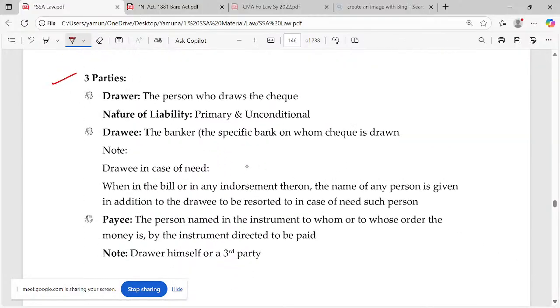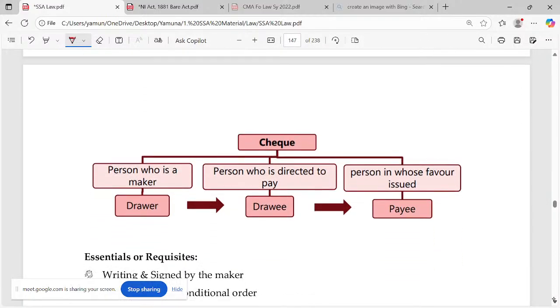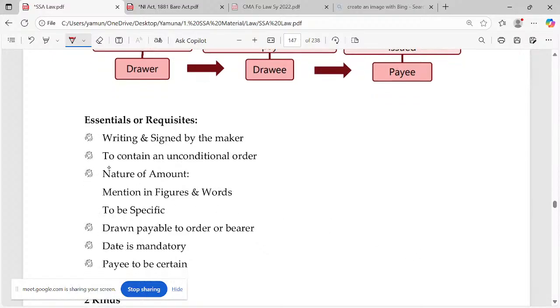3 parties will be there. One is drawer, one is drawee. Actually, the drawee will be the banker, the specified banker itself, and the payee. I'm not going line by line; we have discussed all this. Essentials: the characteristics should be written and signed, an unconditional order. The amount should be mentioned in figures and words. Which one will prevail? If there is any clash, words will prevail.